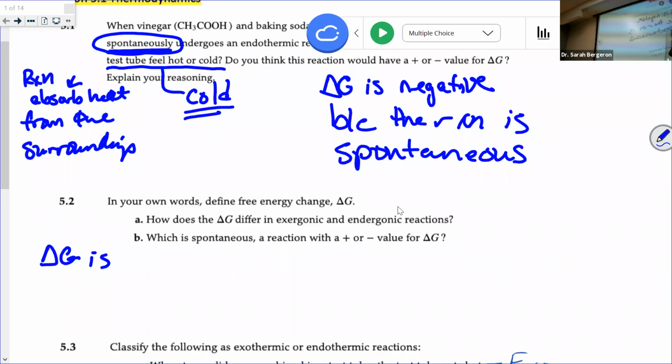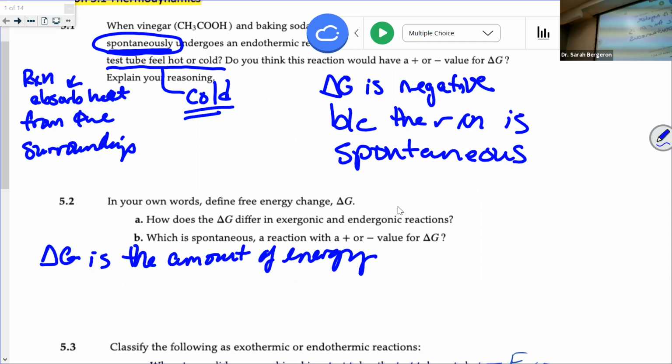Delta G is what? You can put it on the chat. I just said it a second ago. It's energy, so it's the amount of energy to do what? Available to do, that's right, good, from Aaron, to do work.